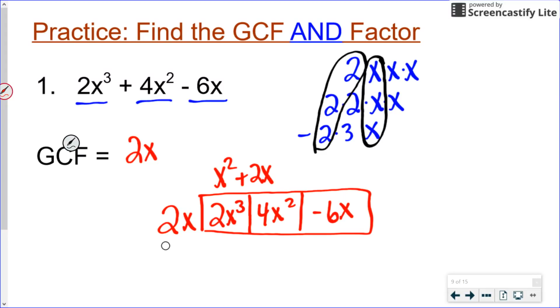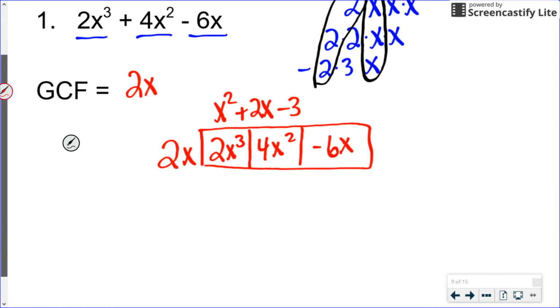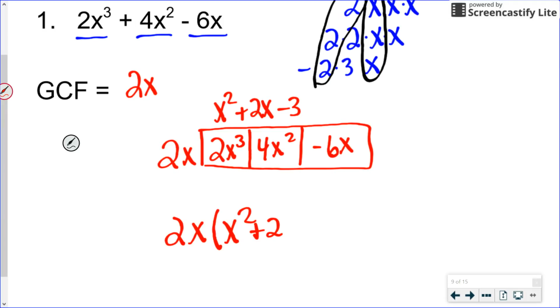And then for my last box, 2 times what would give me negative 6? That would be negative 3. So 2 times negative 3 is negative 6. I've already got an x, so I don't need another one. So now that we've done our division, now we know what our factorization is. So the factorization would be 2x times x squared plus 2x minus 3. So just so you know where we're going, tomorrow we're going to learn how to factor this guy here.